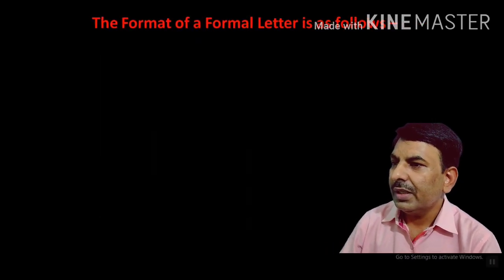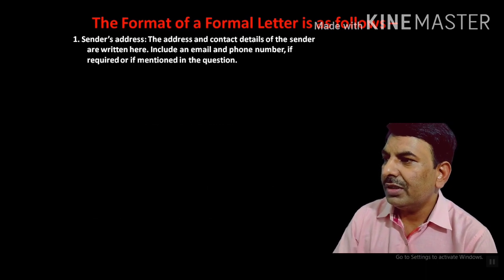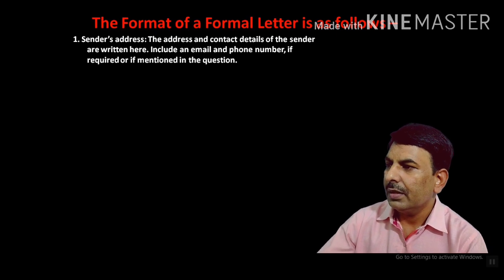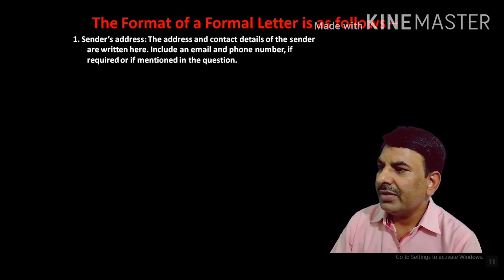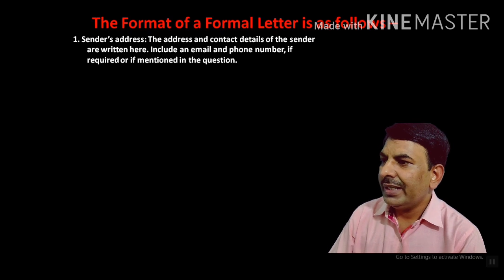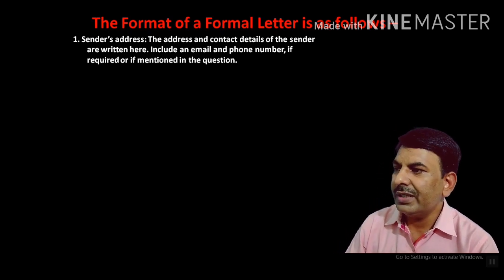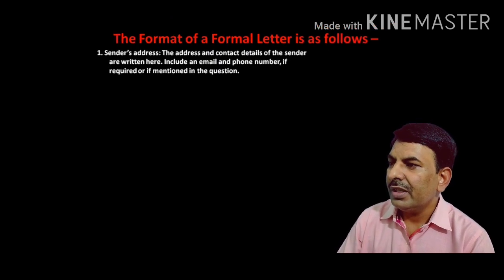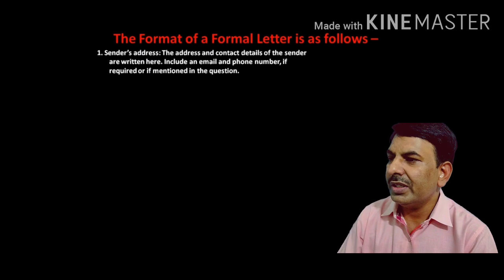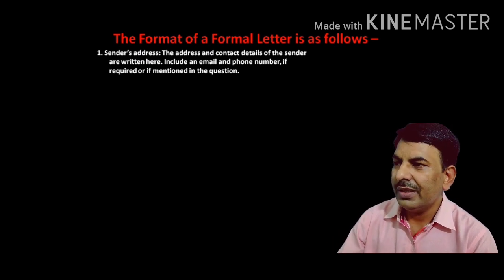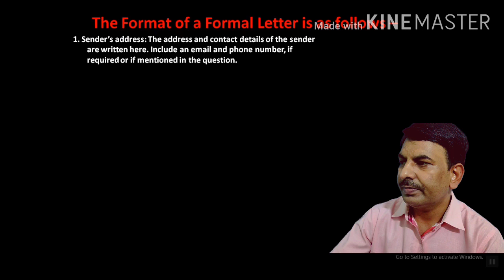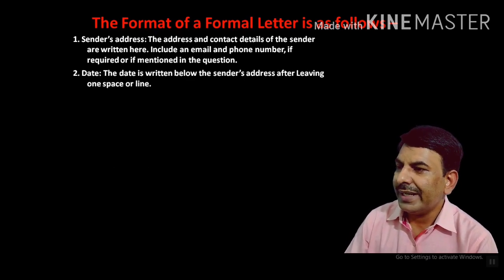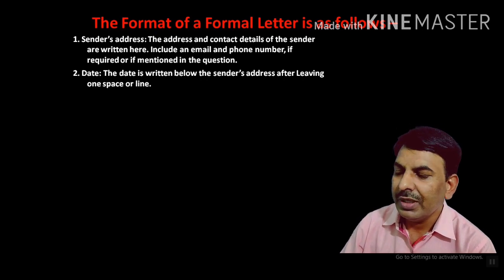Dear students, let us find out the format of a formal letter, which is given as follows. Number one, sender's address. The address and contact details of the sender are written here. Include an email and phone number if required or if mentioned in the question, and left alignment must be maintained. Number two, date. The date is written below the sender's address after leaving one space or line.